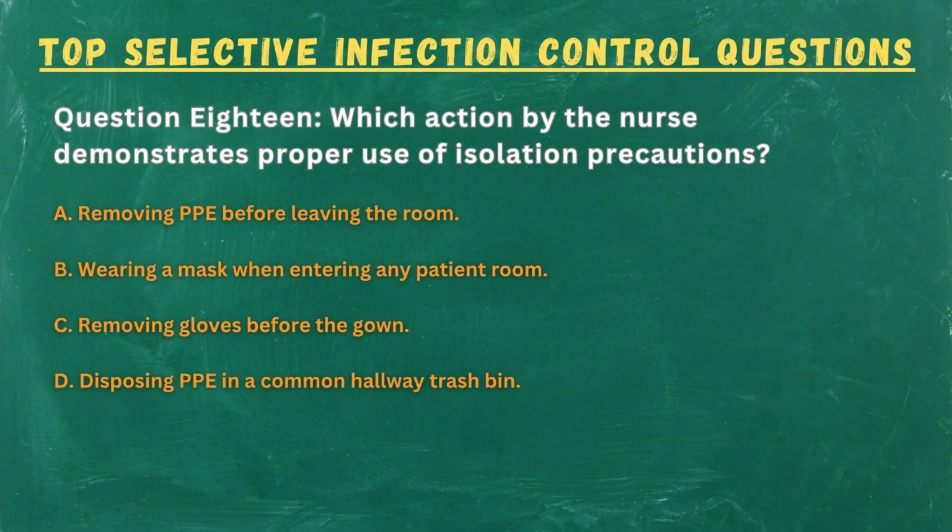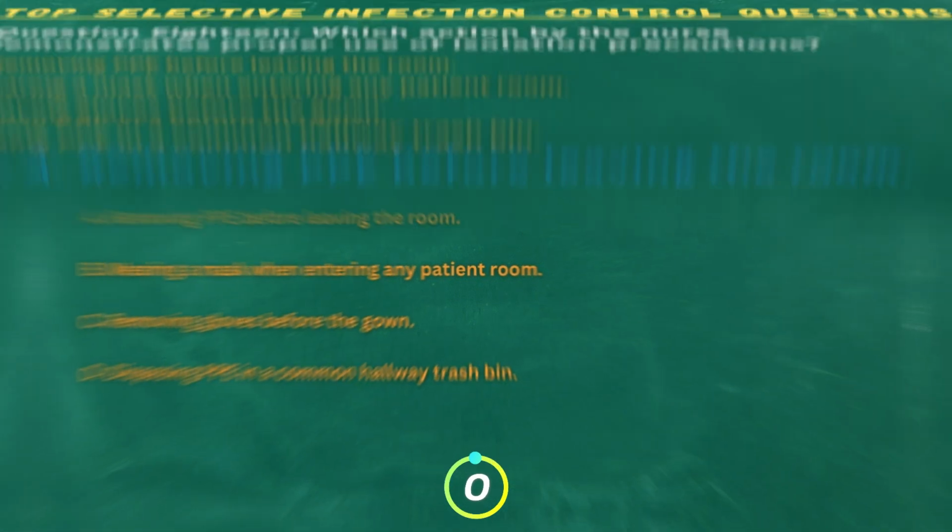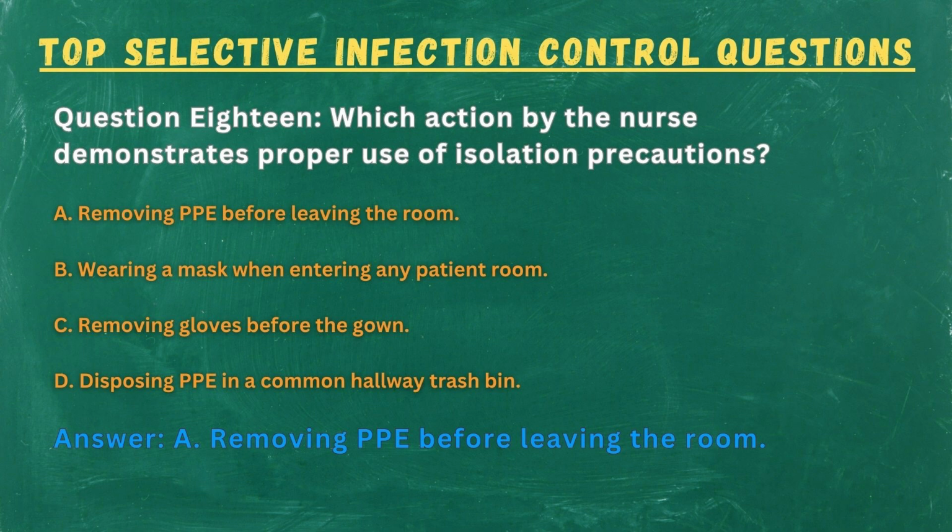Question 18. Which action by the nurse demonstrates proper use of isolation precautions? A. Removing PPE before leaving the room. B. Wearing a mask when entering any patient room. C. Removing gloves before the gown. D. Disposing PPE in a common hallway trash bin. Answer: A. Removing PPE before leaving the room.